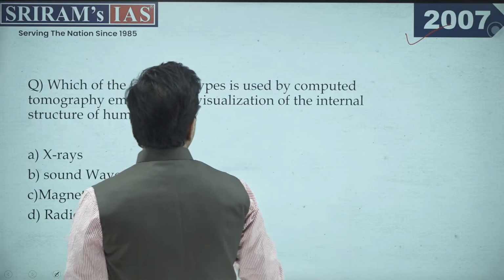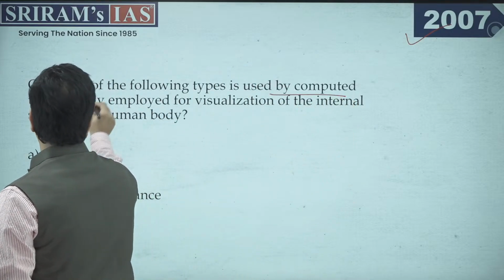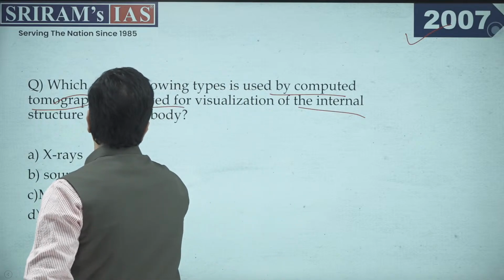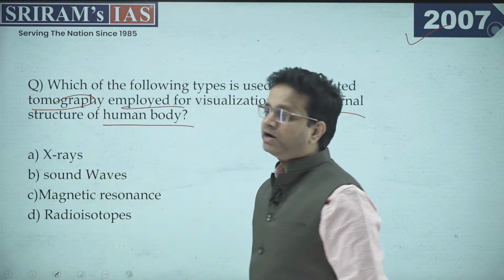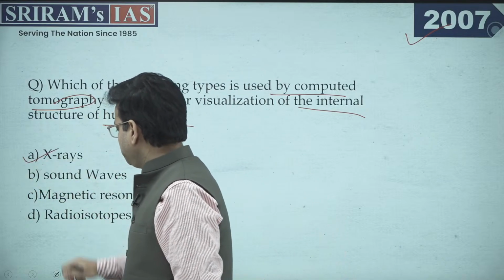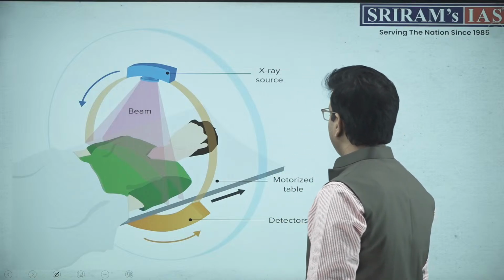Now which of the following types used in the computed tomography is employed for the visualization of internal structure of the human body? Now tomography is something which is being used. The correct answer here is X-ray. I'll show you an image which will give you more clarity on that aspect. So this is how tomography is being used.